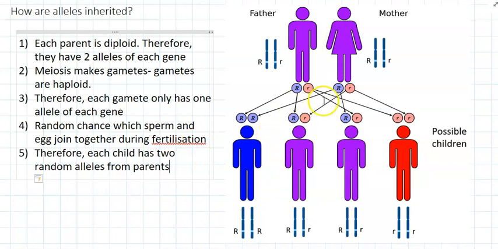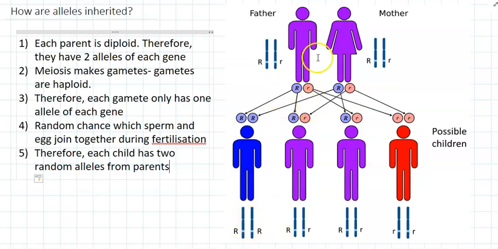So we can see on this diagram, this is showing all the possible alleles that could be passed on to the children. So if the father passes on his big R allele to a child, and the mother also passes on her big R allele, then this child is going to have 2 copies of that big R allele. And that's when they're diploid. So they're going to have 2 copies as they are a baby and as they grow up. All their cells are going to have 2 copies.